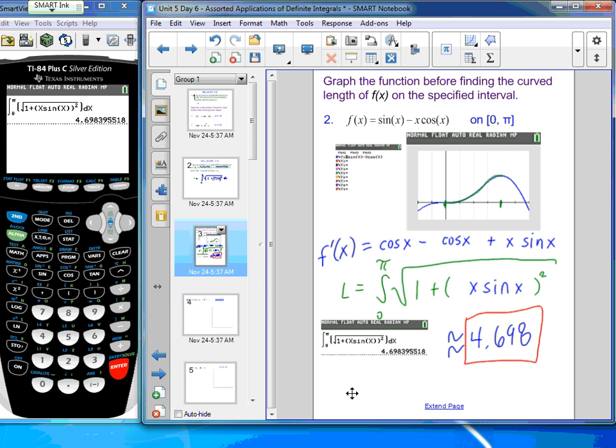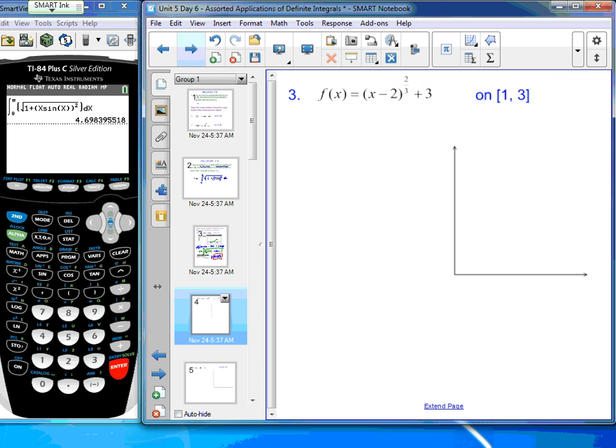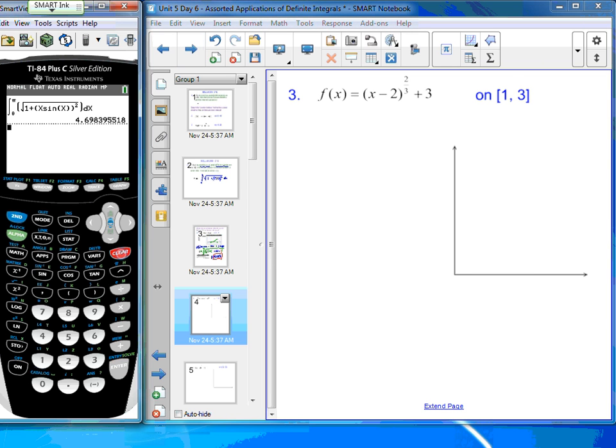Awesome. All right, let's go ahead and take a look at our third question. For our third question, we wanted to consider f given by a quantity x minus 2 all to the 2/3 plus 3 over the interval 1 to 3. And as I looked at this picture, I got x minus 2 quantity to the 2/3. Make sure you're using parentheses on your exponent. With our pretty print, we don't have to worry about it as much as the 83s.